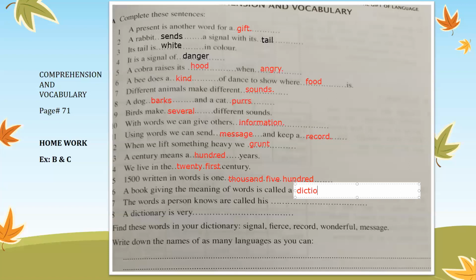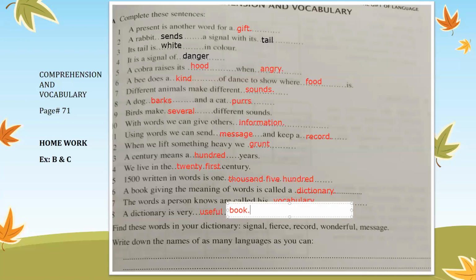Very good. Dear students, this is quite easy. Dictionary. And number 17: the words a person knows are called his vocabulary. It is called the vocabulary of a person because he knows many words. And last, a dictionary is very, very useful. A useful book, or whatever you like, you can write over here.